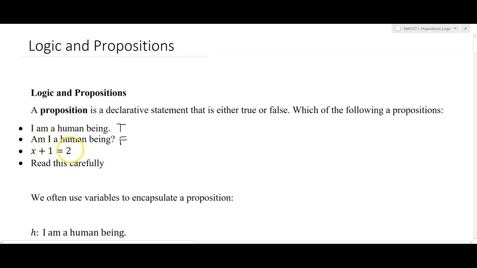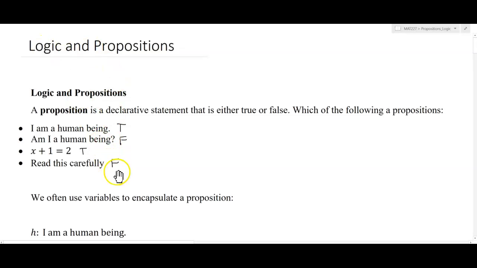X plus 1 equals 2. Sure, well, depending on what X is, this is either a true or false statement. Therefore, yes, it is a proposition. Read this carefully. Oh, wait a minute. That cannot be a true or false statement. "I read this carefully" could be a true or false statement, but "read this carefully" is really just a command. So that is neither true nor false.